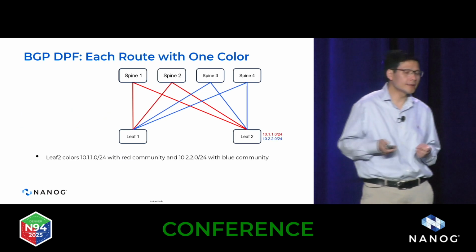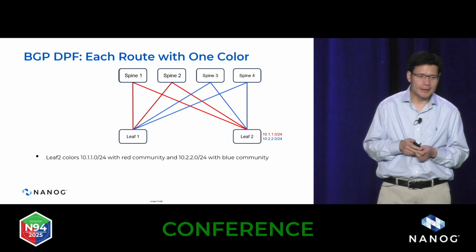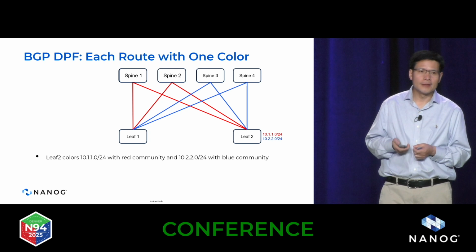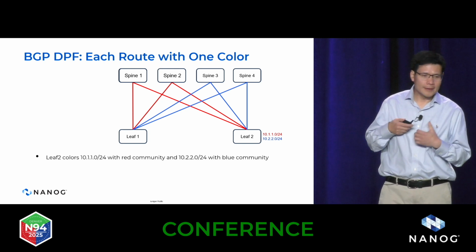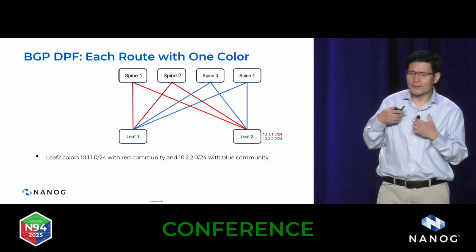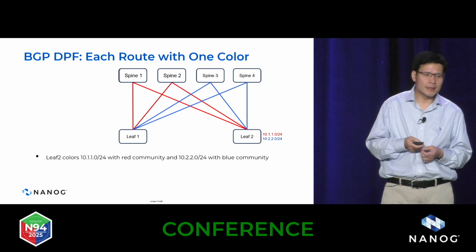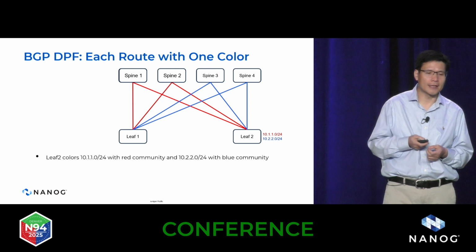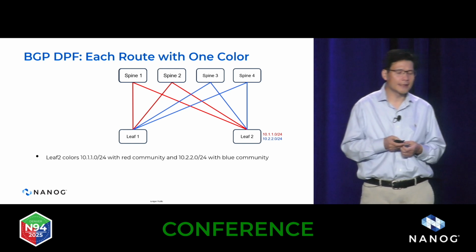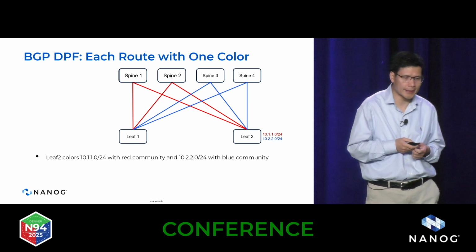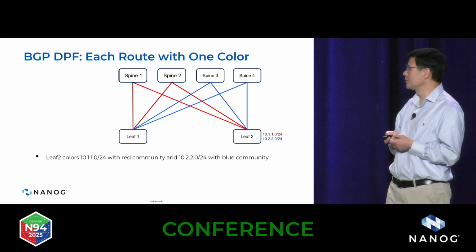Once we color those EBGP sessions, the next task is to color those routes so that we can tell the fabric from which fabric I intend to advertise my route. The simplest way to color a route is just to give it one color. In this example, let's say leaf 2 colors the route 10.1.1.0/24 with color red, and the route 10.2.2.0/24 with color blue.